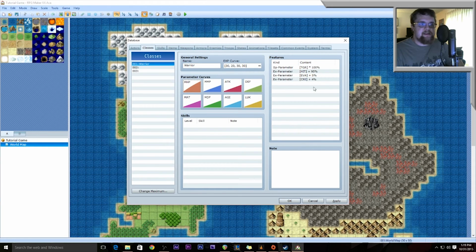Our next section over here is the features. This is where the actual uniqueness of the class really starts to come out. This is where you define things like what type of weapons they use, what type of armors they use, and whether they have a specific element that works with that class, things of that nature. So I'm going to show you how to use that right now.